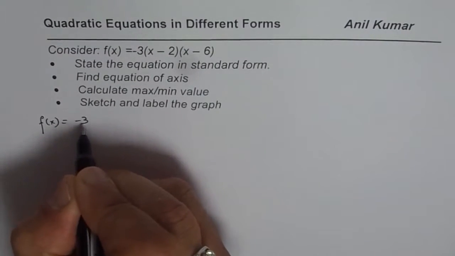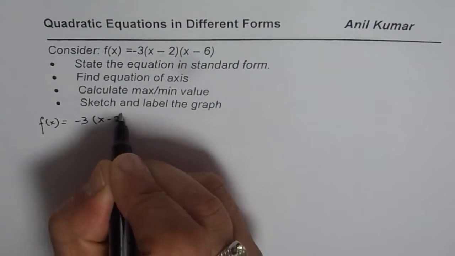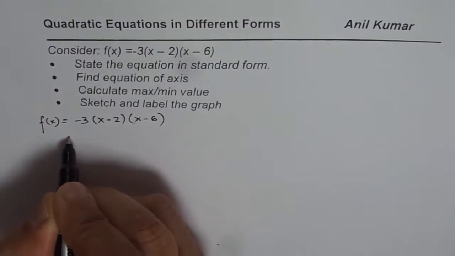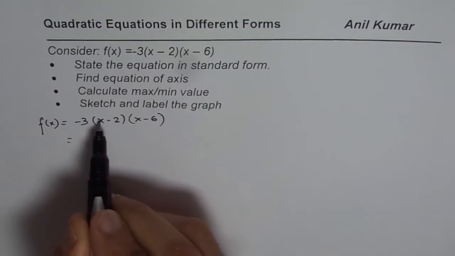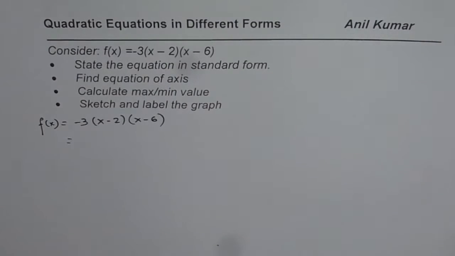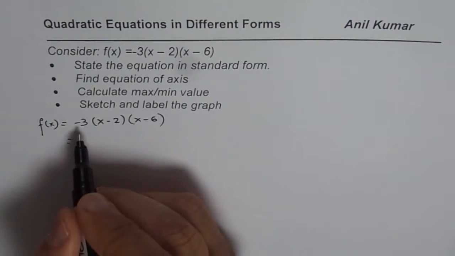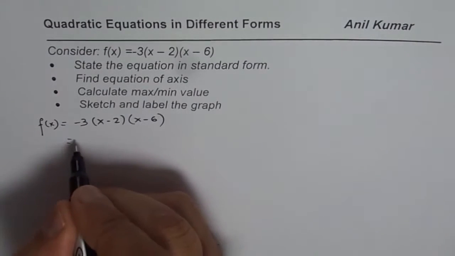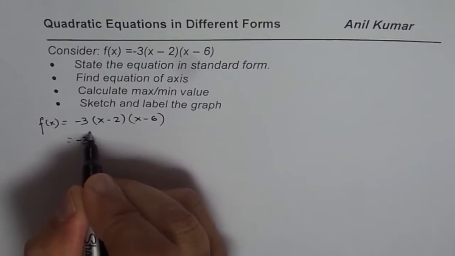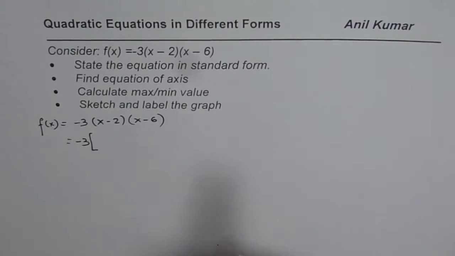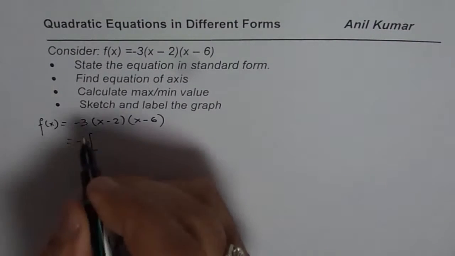So we have minus 3 times x minus 2 times x minus 6. One option is you can multiply one of the factors by minus 3 and then multiply with the other two factors. The other is we could multiply by minus 3 later. So we'll multiply by minus 3 later. That will keep the numbers smaller for us. So let's first expand these two binomials.